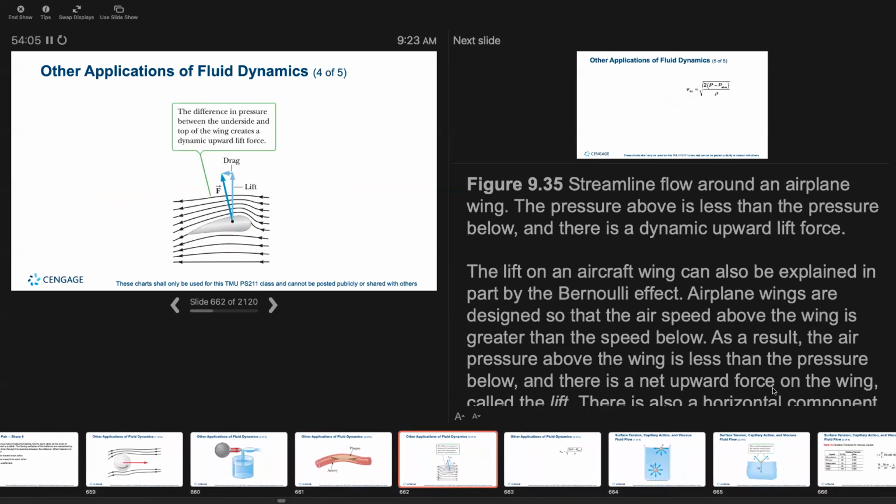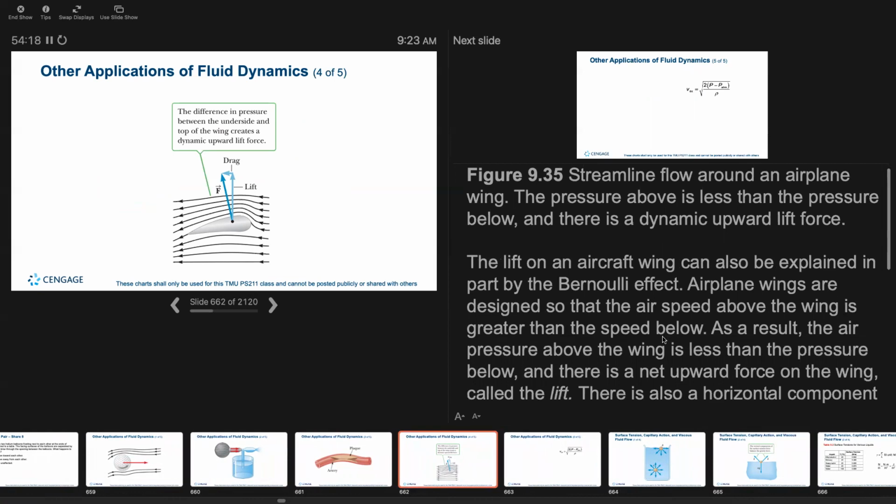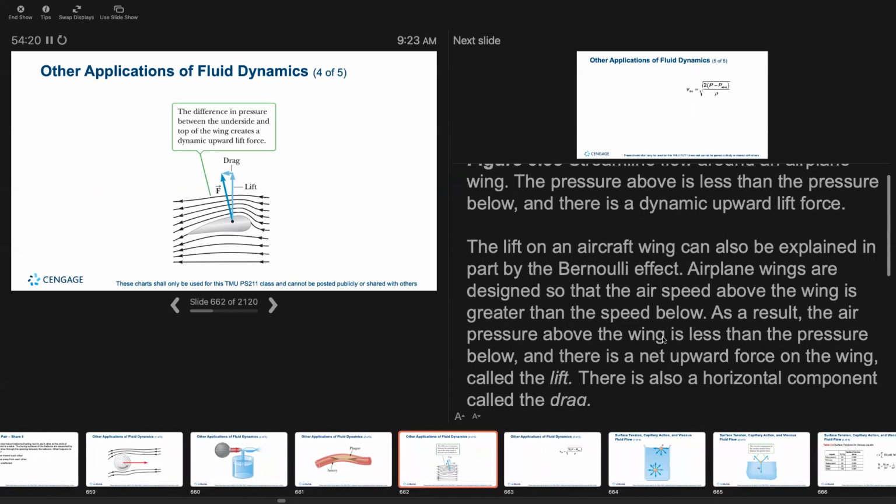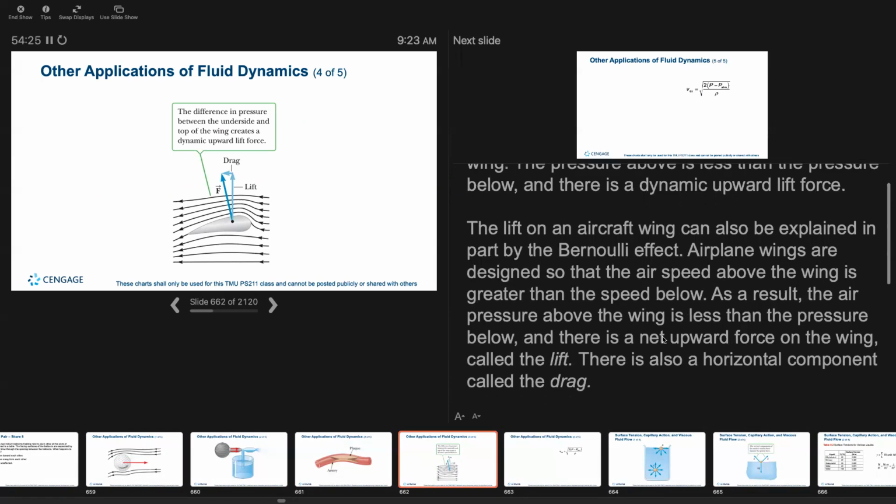So here in the figure is the streamlined flow around an airplane wing. The pressure above is less than the pressure below, and there is a dynamic upward lift force. The lift on an aircraft wing can also be explained in part by the Bernoulli effect. The airplane wings are designed so that the airspeed above the wing is greater than the speed below. As a result, the air pressure above the wing is less than the pressure below, and there is a net upward force on the wing called the lift.